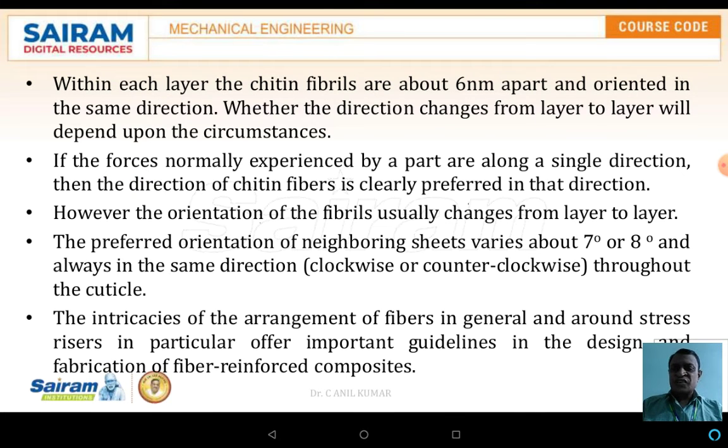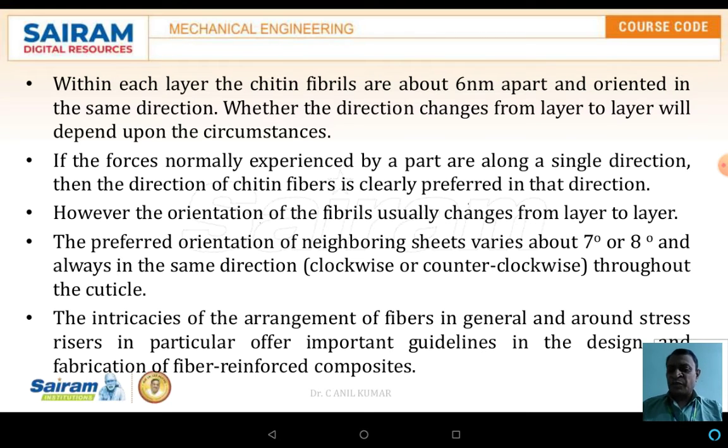Within each layer, the chitin fibrils are about 6 nanometers apart and oriented in the same direction, while the direction changes from layer to layer depending upon the circumstances. If the forces normally experienced by the part are along a single direction, then the direction of the chitin fibers is clearly preferred in that direction only. However, the orientation of the fibrils usually changes from layer to layer.